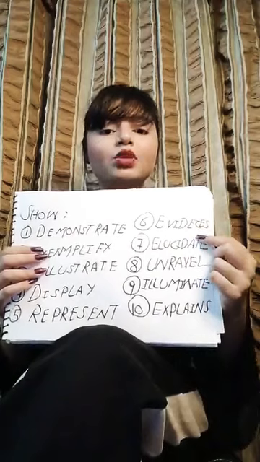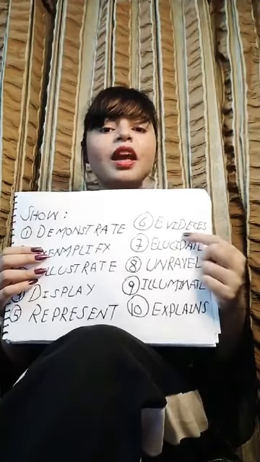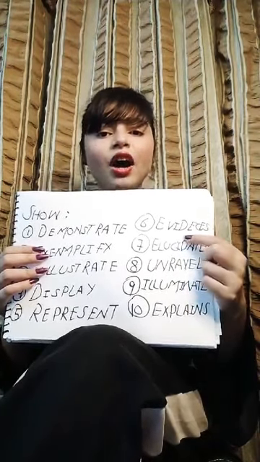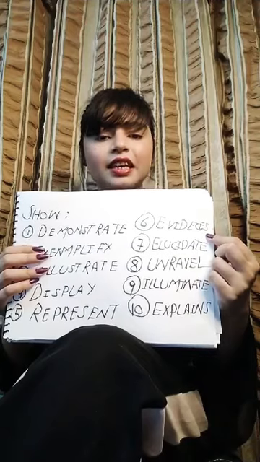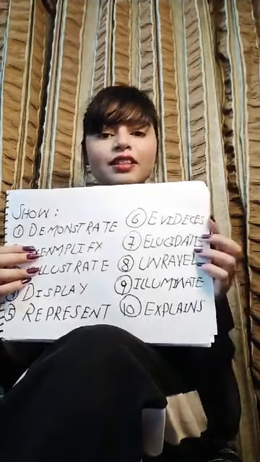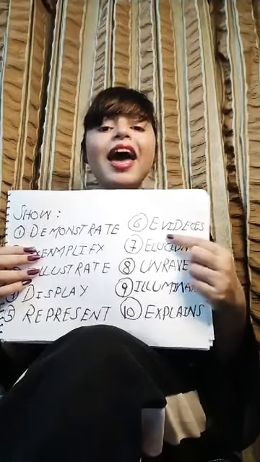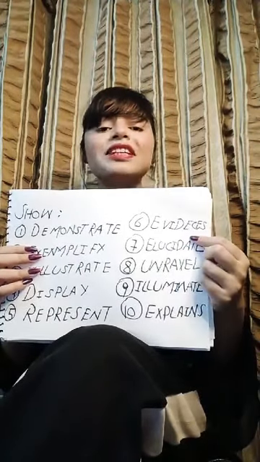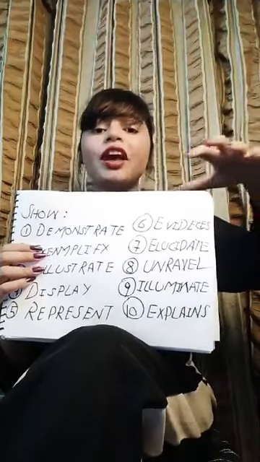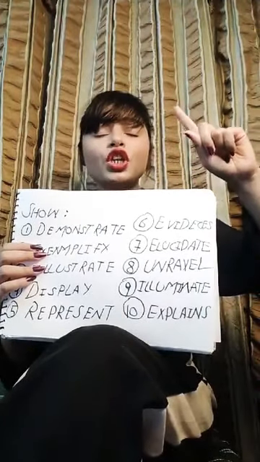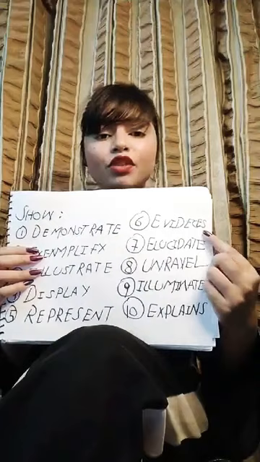And then we have the next one, that is evidence. E-V-I-D-E-N-C-E. You guys can see the spelling well, but this is evidence. The graph evidences, or the situation evidences. If it's a singular noun, then you will put an S with the formal verb.